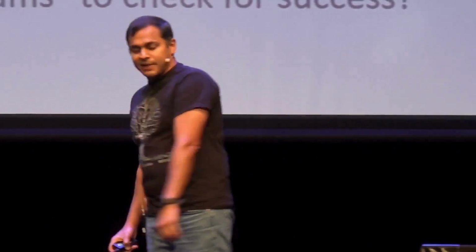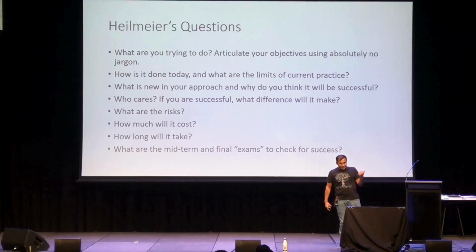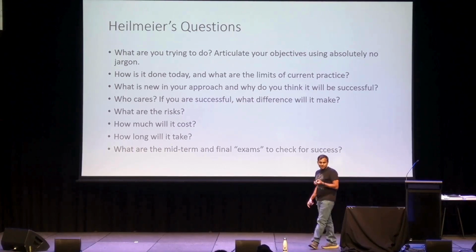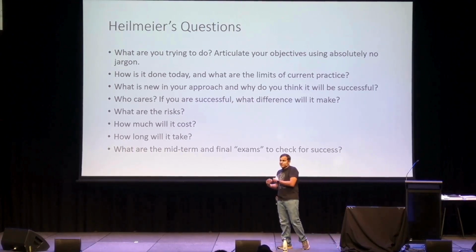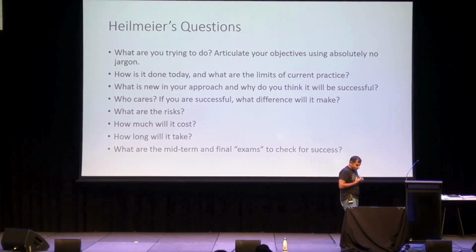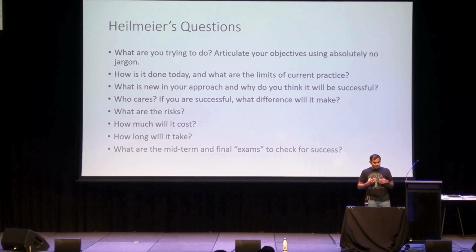And his questions were very simple. The first question he would ask is, what are you trying to do? Which was the first question I asked you, right? The exercise that you did was, what are you working on? What are you trying to do? Articulate your objectives with absolutely no jargon. The less jargon you use in articulating what you're working on, the better it is for that elevator pitch. The second question he asked is, how is it done today, right?